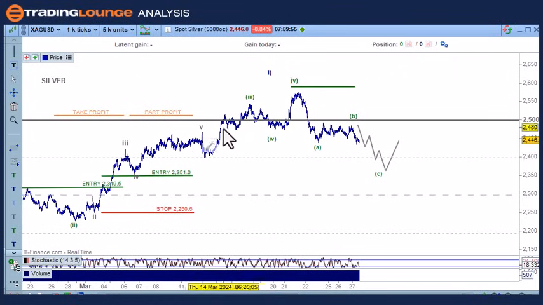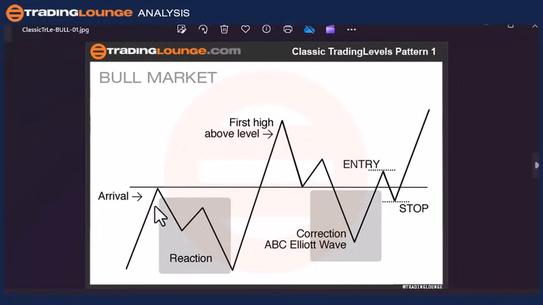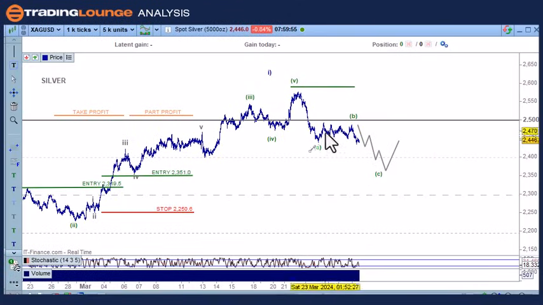But yeah, this is just snaking across the 25 here, and really this particular pattern is what we'd see as a bullish pattern: the arrival, the reaction, the first high above the level. So we're in this move over here, and we haven't finished that. We've got the arrival, the reaction, the first high above the level, so the ABC over here. So we've still got a little while to go before we may need to call that in as a top, but I don't want to do that until I've got some evidence to move on.